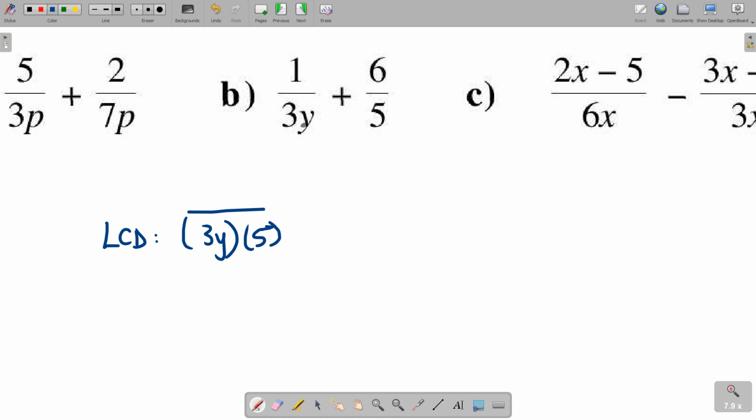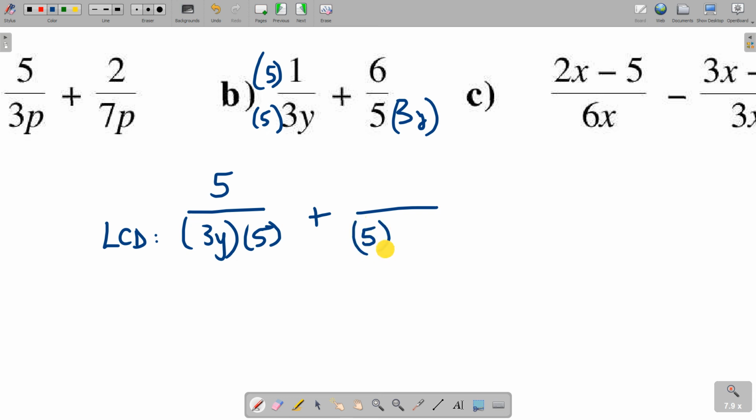Okay, this has a 3y. That means I should multiply this by 5. This has a 1 and 5. That's going to be 5. This needs a 3y. So you've got 5 times 3y. Oh, 3y times this by 3y. And we're going to get 6 times 3y, 18.